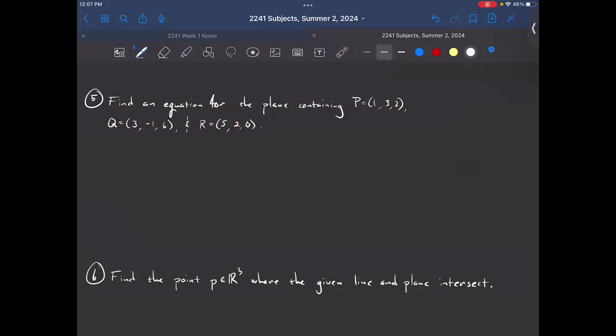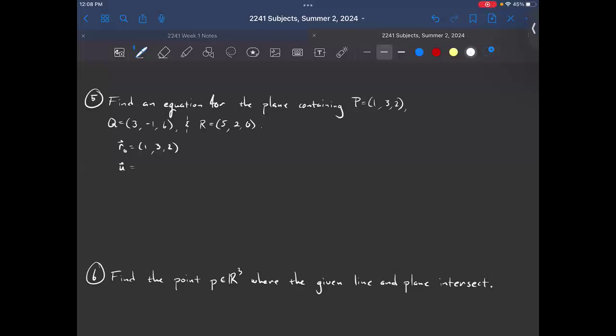We need to create some vectors to start with. So let's create our starting vector first. That's the easiest way usually, or the easiest part. We'll make our R0, let's just choose P for that. So that'll be 1, 3, 2. All right. Next, we need our 2 direction vectors, U and V.